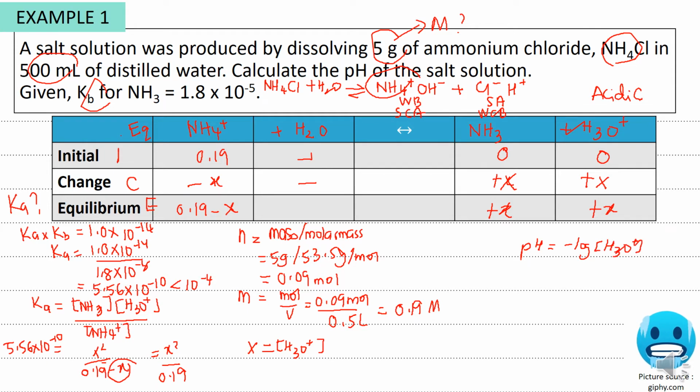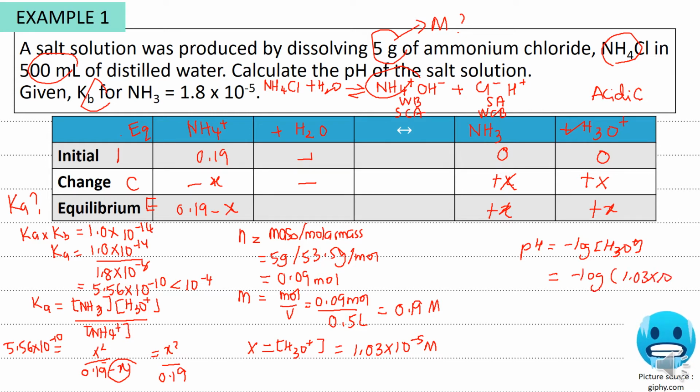Then you calculate, you will get how much? 1.03 times 10 to the power of negative 5 molar. So insert the value in the formula: negative log 1.03 times 10 to the power of negative 5. So you get 4.99. So that's for example 1.